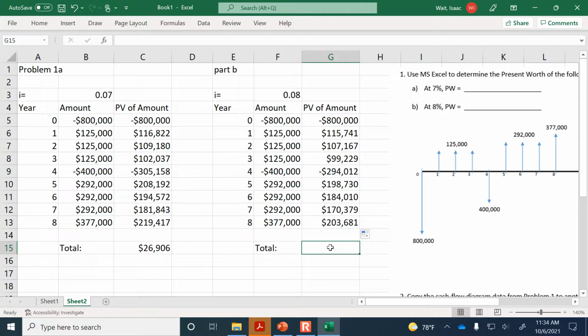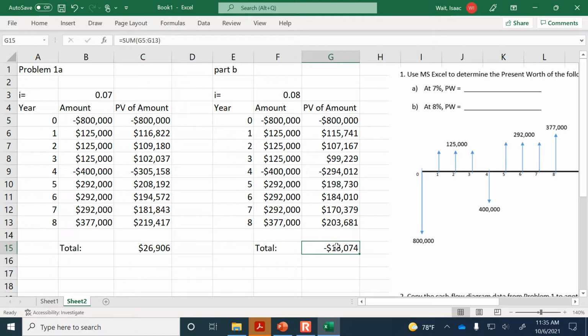Okay. And then I can just Control C and Control V here, and it won't paste the amount, it'll paste the formula. So if I Control V, then it's pasted the formula, which is just find the sum of the cells above it. So at 7%, at the lower interest rate, you have a positive present worth. At 8%, you have a negative present worth. That's pretty similar to the truck example, where the higher interest rate discounted those future revenues more so that your initial outflow of cash at the outset of the project is outweighing the future revenues.